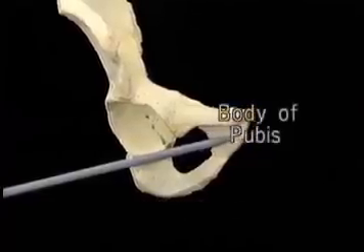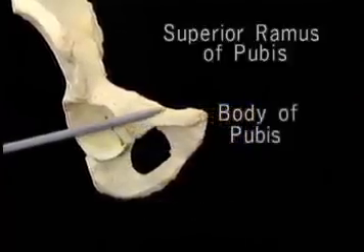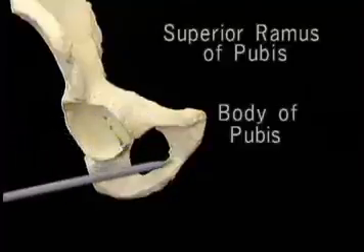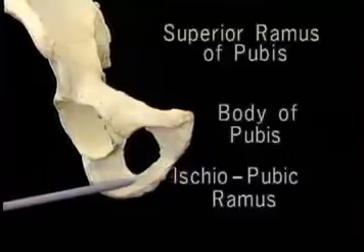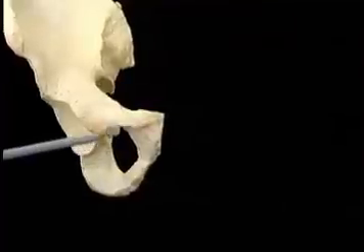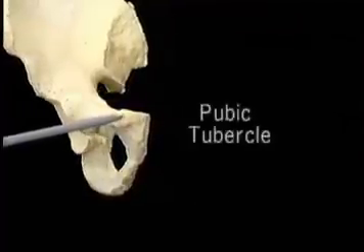This is the body of the pubis, this is the superior ramus of the pubis, and this is the ischiopubic ramus. This prominence is the pubic tubercle, to which the inguinal ligament is attached.